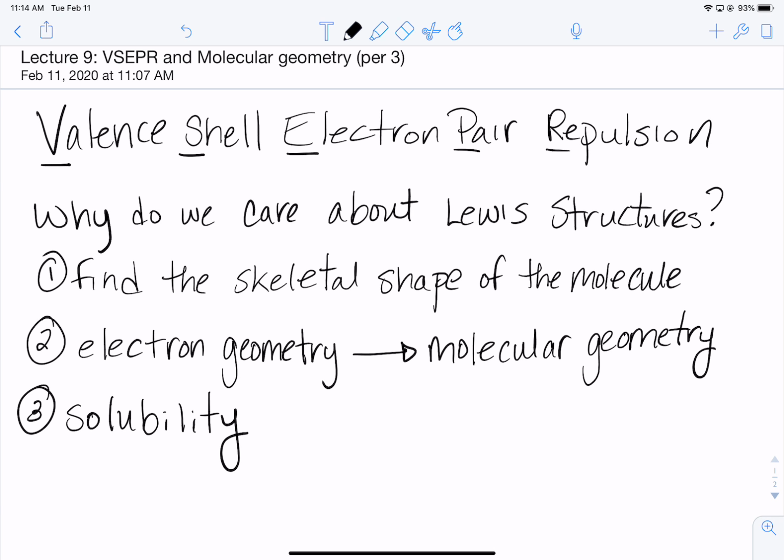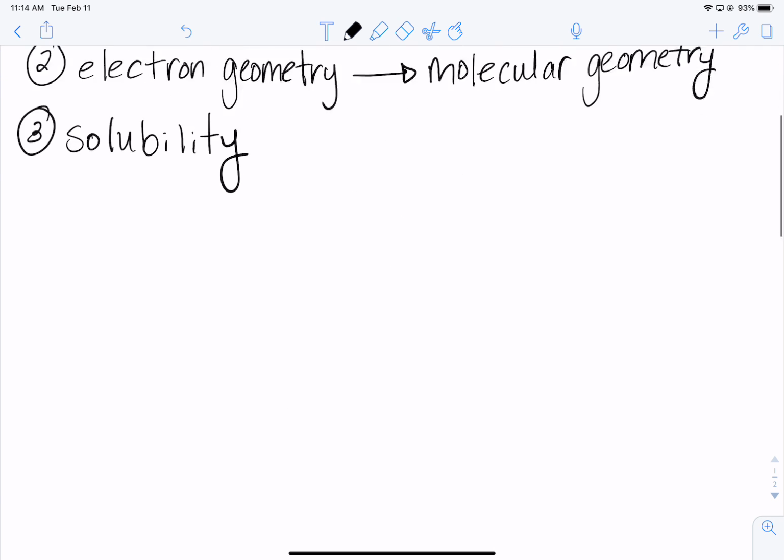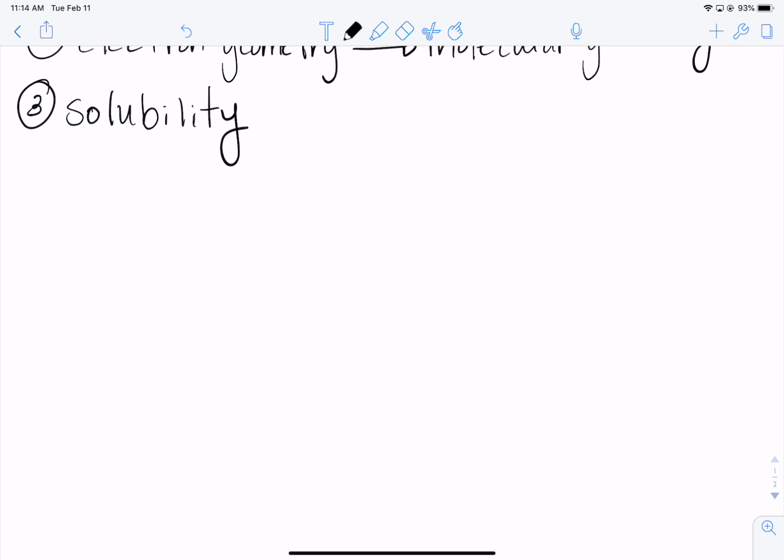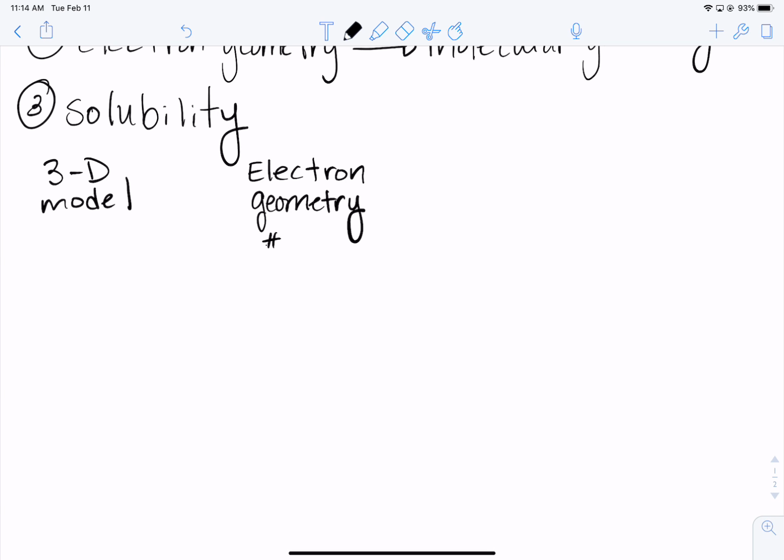So we're going to draw a little chart. This chart is going to have 3 columns. The first thing we're going to show is the 3D model. The second thing we're going to show is the electron geometry. Electron geometry is determined by the number of electron clouds. Electron clouds, folks, there are really 2 types.